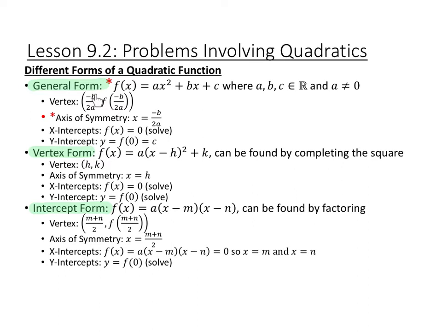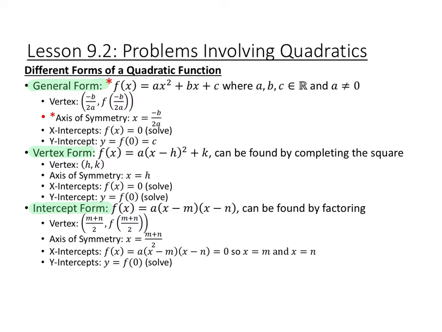So the first one is the general form, which they give you on your formula booklet, and that's f of x equals ax squared plus bx plus c, also sometimes called standard form, where a, b, and c are real numbers and a can't be 0. That's true for everything. So given this, the vertex would be the opposite of b divided by 2 times a, and for the y-coordinate of the vertex, you would plug what you got for x back in and solve for y.